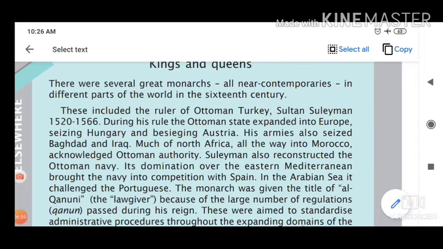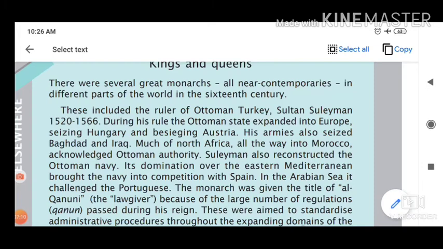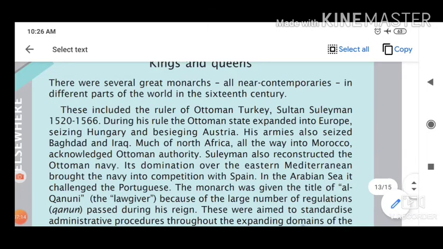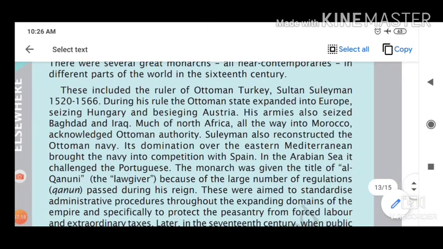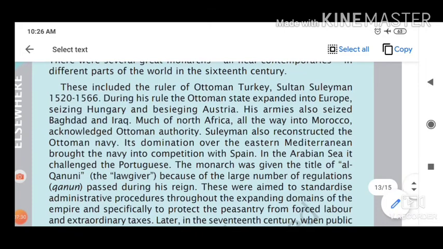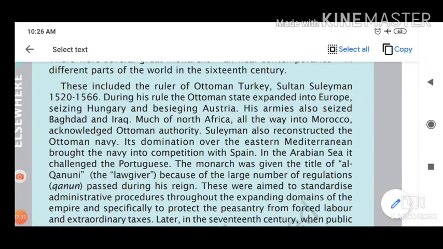In this blue column, you can see the contemporary events of the Mughal Empire. There were a lot of monarchs all over the world in the 16th century. In India, that was the Mughal Emperor. At the same time, in different parts of the world, there were a lot of emperors or monarchs or kings. And the ruler of Ottoman Turkey, Sultan Suleiman, was an important ruler in that time. He ruled from 1520 to 1566.